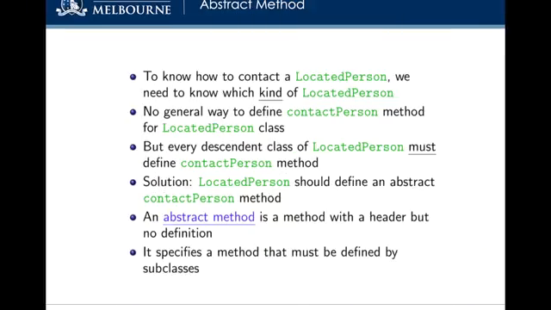So going back to the located person class, what we'd need to know is what kind of located person we need. There's no general way to define how to contact that located person, but the descendants of a located person must define the contact person, and this is the abstract form. So that's how you enforce that. So essentially you can run code that doesn't need to think about the type of object that it's dealing with. It simply knows that it can call a certain method, and that sort of protects the coding so that you can continue to code and know it'll work.